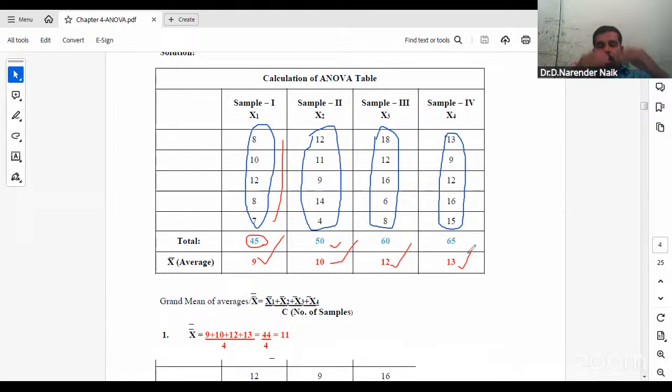Now we are going to calculate the SSC value. The first step is the grand mean of averages. X double bar is called the grand mean of averages. That is, X double bar is equal to X bar 1 plus X bar 2 plus X bar 3 plus X bar 4 divided by C, the number of samples.